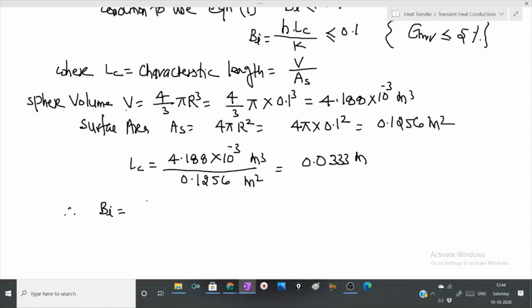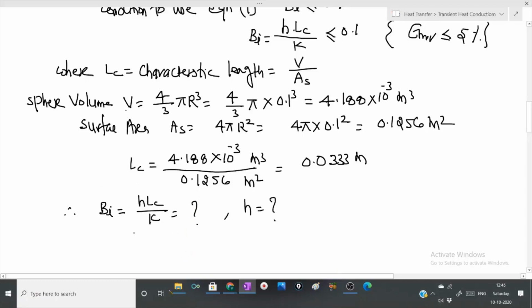Oh, so here what is the problem? Here the problem is that I don't know the value of H, isn't it? I don't have the value of Biot number, so H is not known to me. So what would I do? How would I overcome this problem?